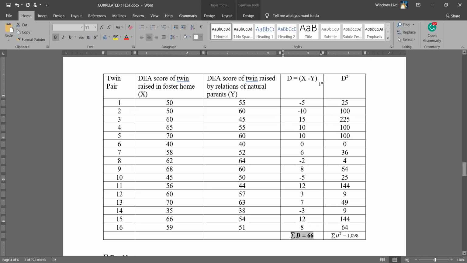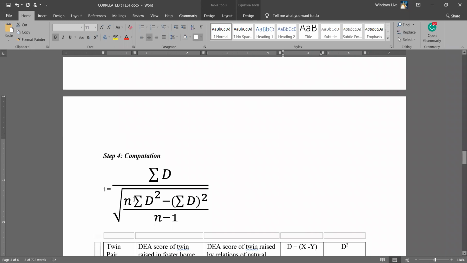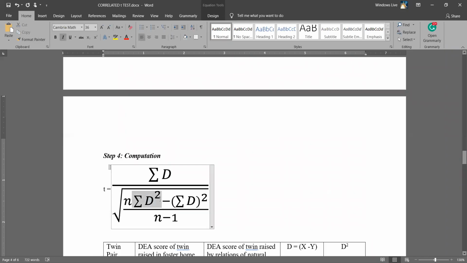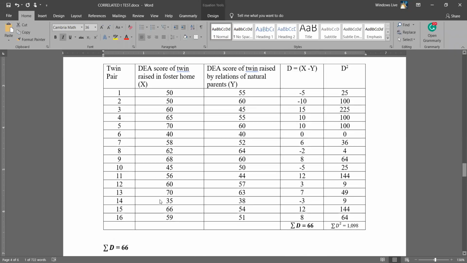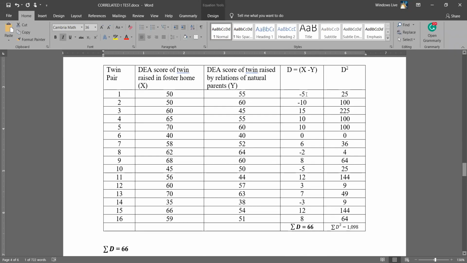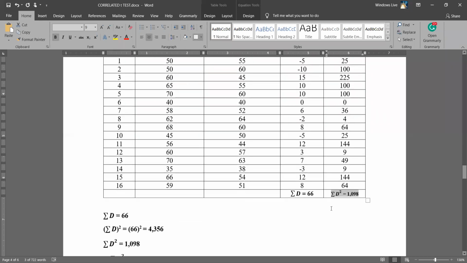Then the next one, within the formula, you are supposed to find sigma D squared. So it means we know D, you are supposed to first find D squared. So for you to find D squared, it will be what? Minus 55 times minus 55, it will give you 25. Then minus 10 squared will be 100 in that order. So you do for all of them. When you are done, then you find sigma D squared. You add them together, and when you add, there's a final value that you get.